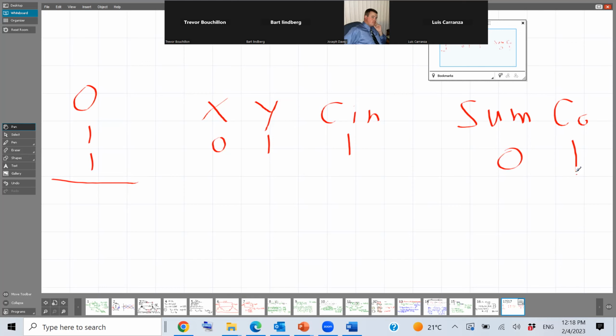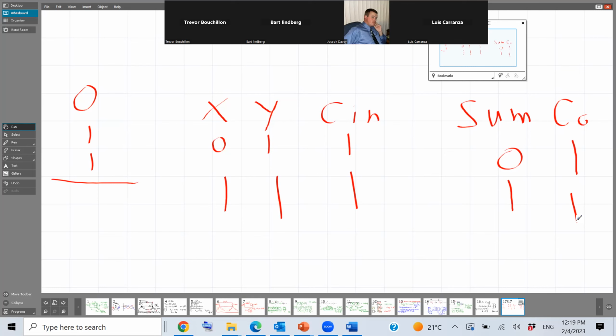Joe? Yeah. Hi. If I have here 1, 1, 1, what will be the summation and the carry? 1, 1, 1. What will be sum and carry? Well, the sum would be a 1 and the carry would be a 1. Excellent. Because here we have 3. And 3 in binary is 1, 1. Excellent. Thank you.